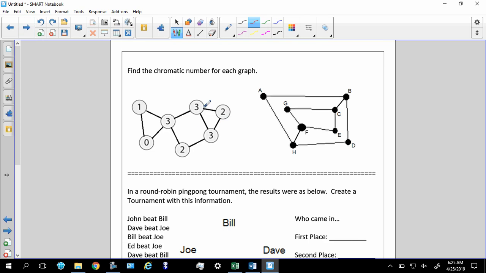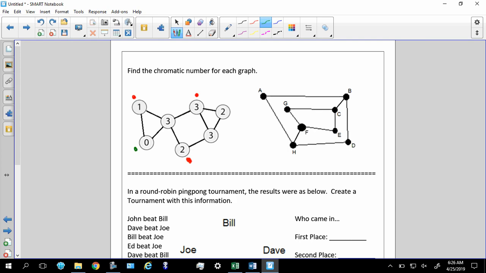All right, so find the chromatic number. All right, so the chromatic number, I'm going to label a 1 with a red. Remember, anything touching this 1, anything that's adjacent, cannot be a red. So let's see, this 2 will be a red. This 3 will be a red. All right, next one, let's see.